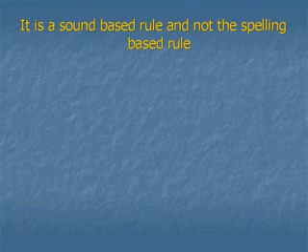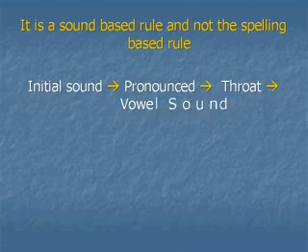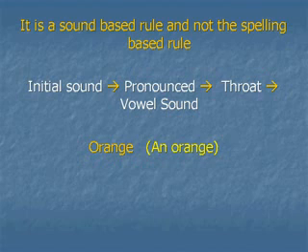If the initial sound of a word is pronounced directly from the throat, it is supposed to be a vowel sound and you should be using an before that noun. For example, orange, an orange. The initial sound of this word directly comes from your throat. It means that you do not use your lips or tongue to make the sound.